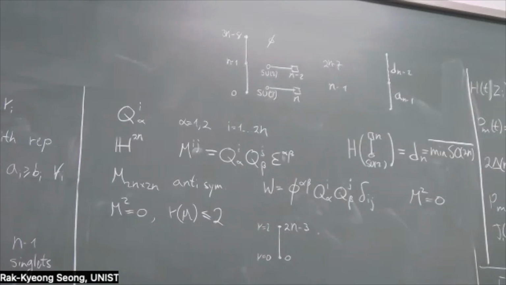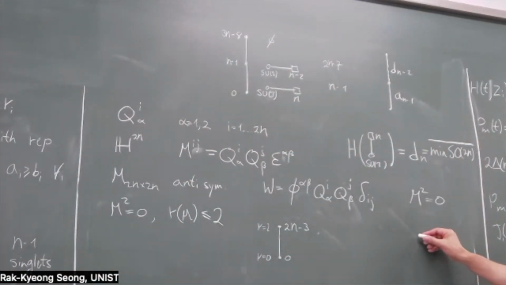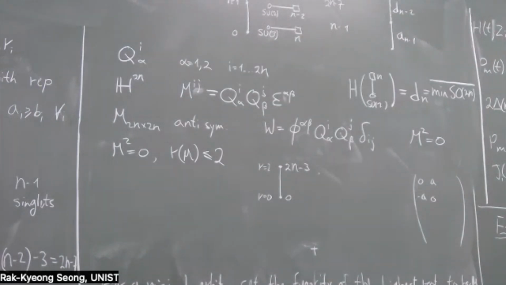I cannot follow the why. Take a matrix which is antisymmetric: 0, 0, A, minus A. That already has rank 2. It's a trivial point, not a big point.